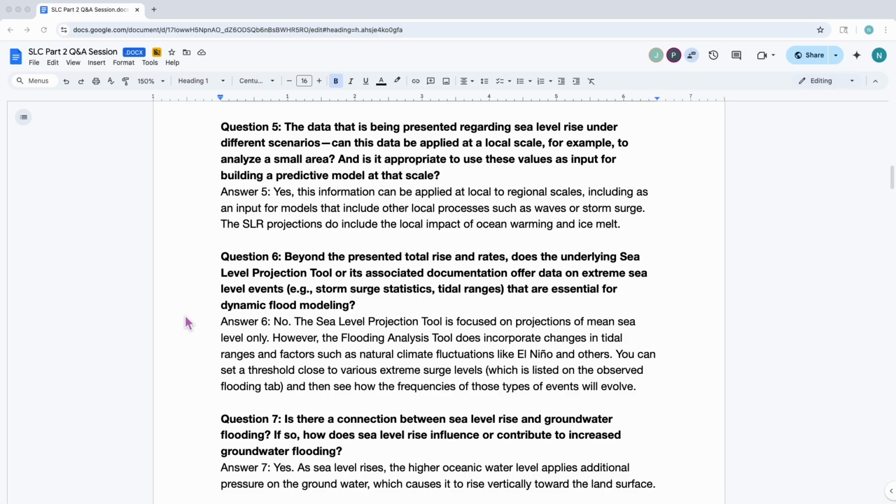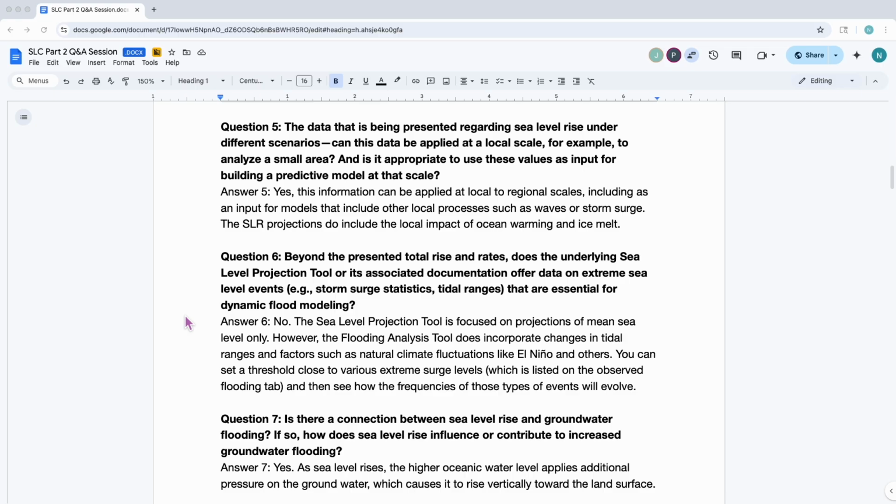Great, thank you, Phil. Question number 6. Beyond the presented total rise and rates, does the underlying sea level projection tool or its associated documentation offer data on extreme sea level events, for example storm surge statistics, tidal ranges, that are essential for dynamic flood modeling?